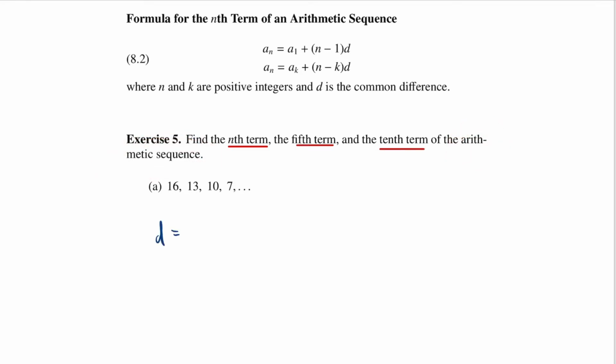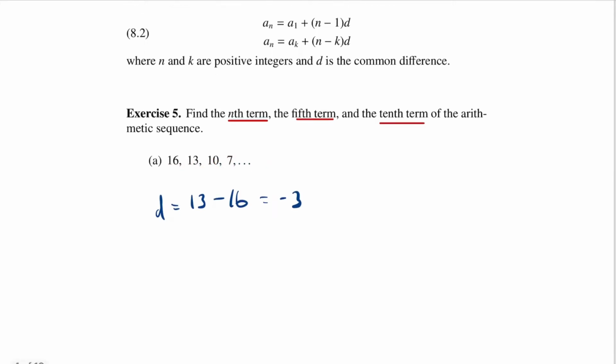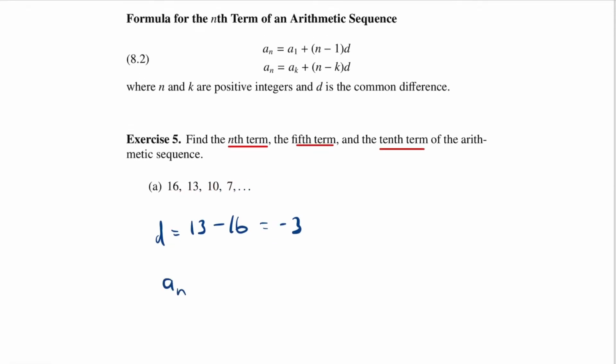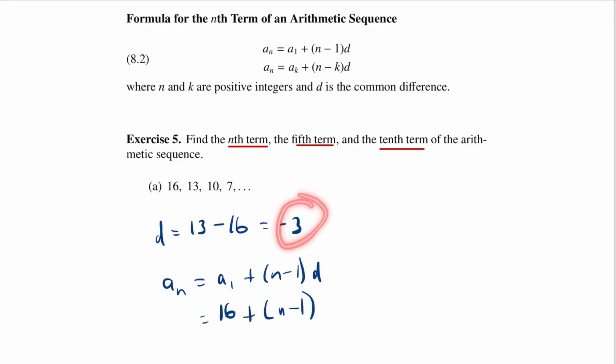d is going to be the 2nd term minus the 1st term, which is -3. If you subtract 3, you get 13. If you subtract 3, you get 10. If you subtract 3, you get 7, and so on. All right, let's find the nth term. a sub n is equal to a sub 1 plus n minus 1 times d. We know a sub 1, the first term in the sequence, is 16. n is our variable in this case. And d, we already figured out, is -3.